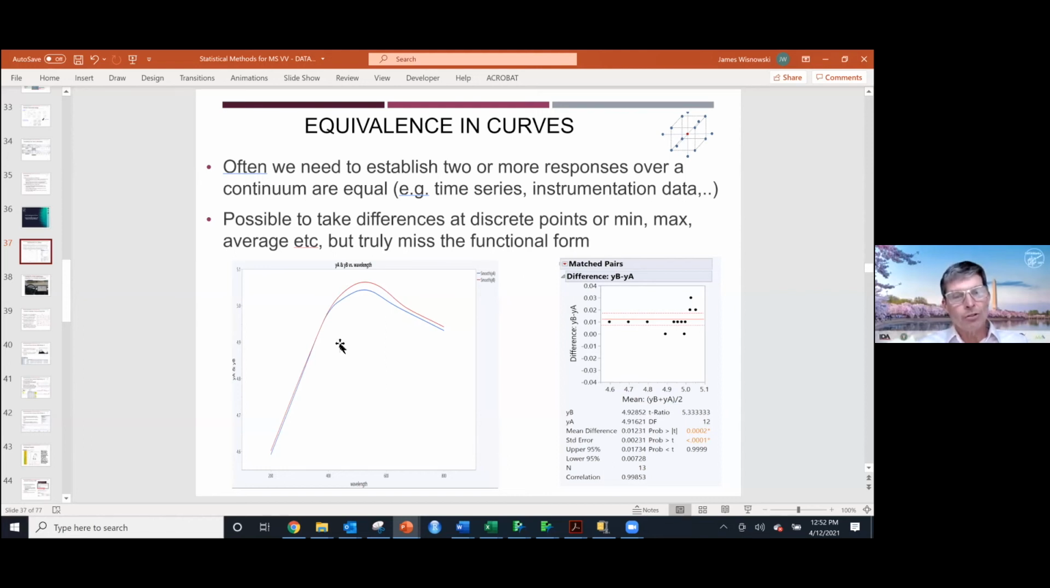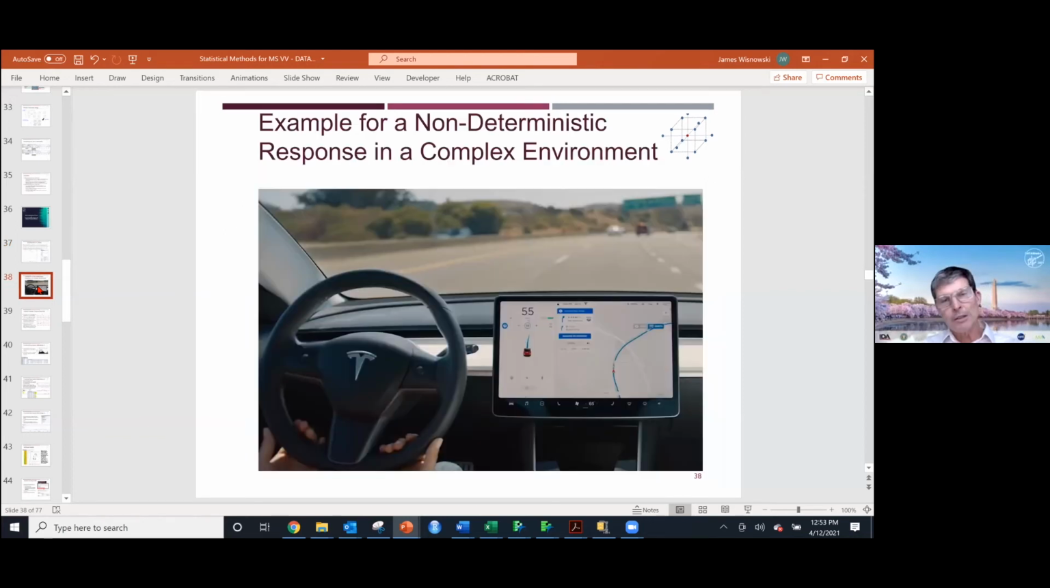But if we truly want to capture the smoothness or that linear behavior, there is something that's called functional data analysis. So we want to capture are the functions equal to one another. So very different idea here. So probably easiest just to go through an example here.